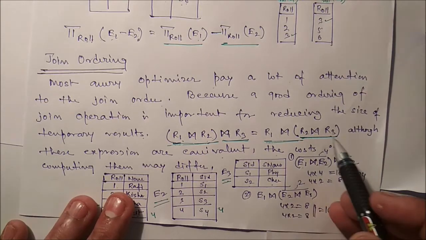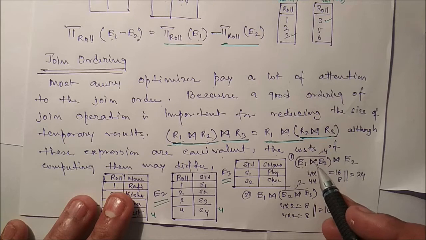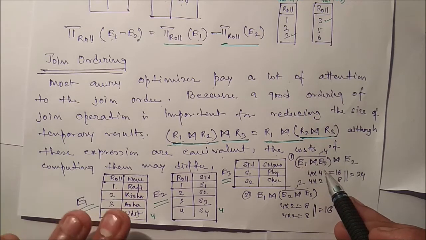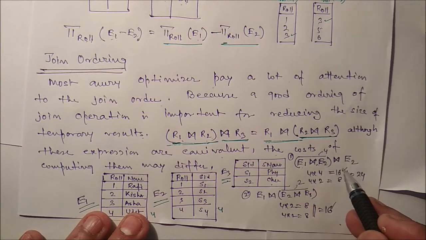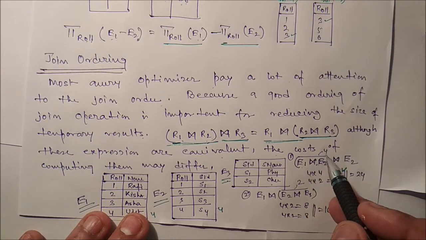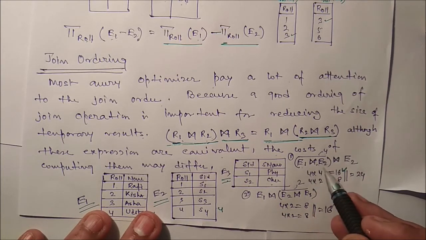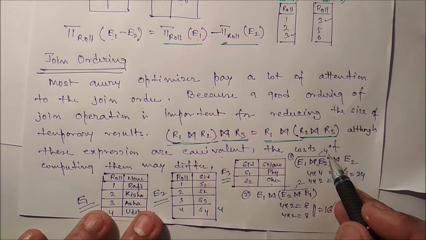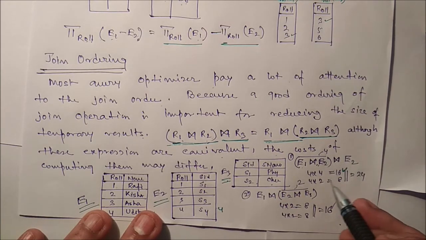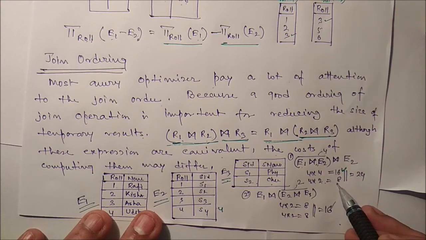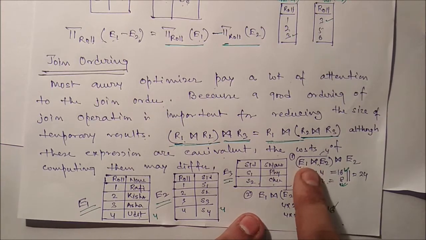So for E1 and E2, the total size of the intermediate table is 16, and the resultant table size will be 4. After that we have to merge this resultant table of size 4 with E3, whose table size is 2. So another intermediate table is 4 into 2, that is 8. Are you getting this one? So if you merge E1 with E2 first, the Cartesian product table size is what?